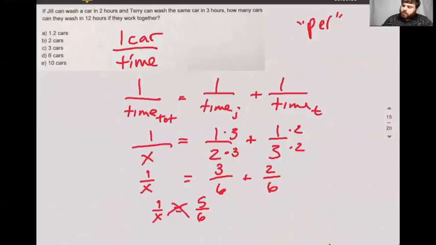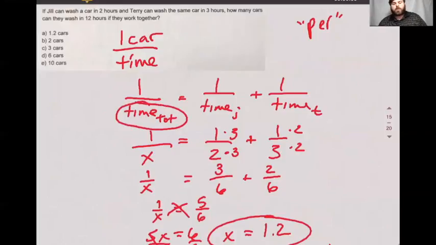Here I have to cross multiply. 5x is equal to 6. If I divide by 5, I get 1.2, which tells me x is the number of hours it takes for them to work on this problem together. So together they can do 1 car in 1.2 hours.